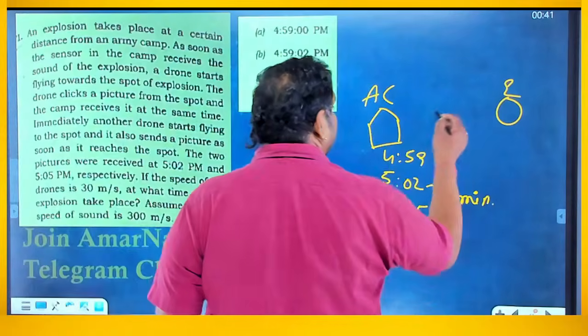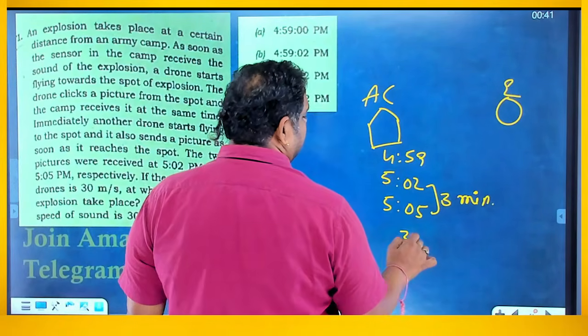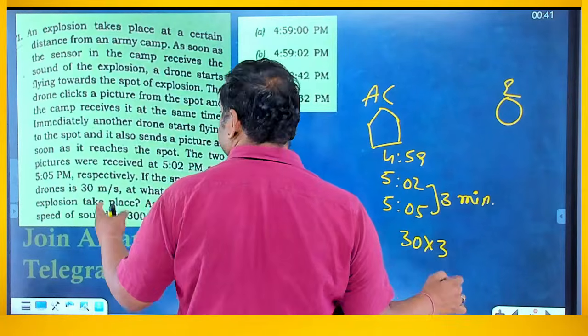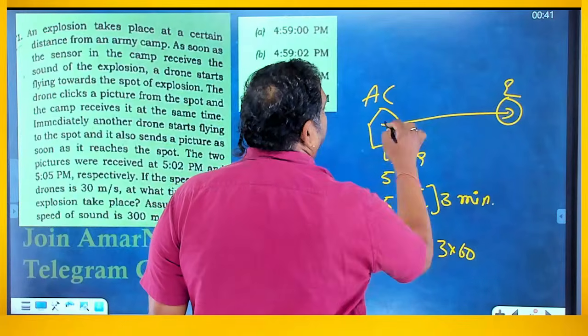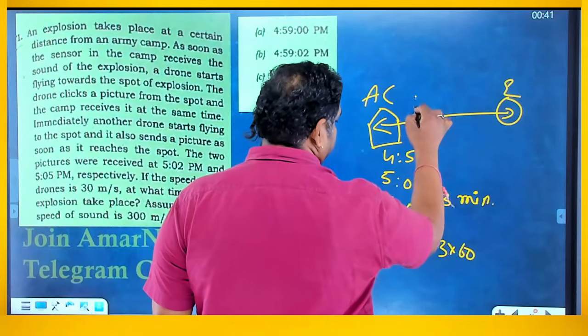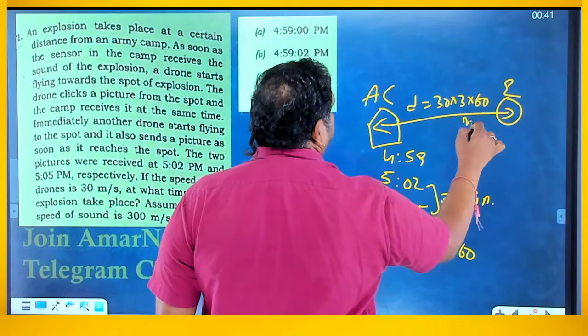If the speed of the drone is 30 meters per second, he gave the speed of the drone. So the drone needs 3 minutes to travel, right? Speed is 30 meters per second, right? 30 into 3 minutes, 3 minutes means 3 into 60, right? This is this distance, right or wrong? This distance is equal to 30 into 3 into 60 meters.